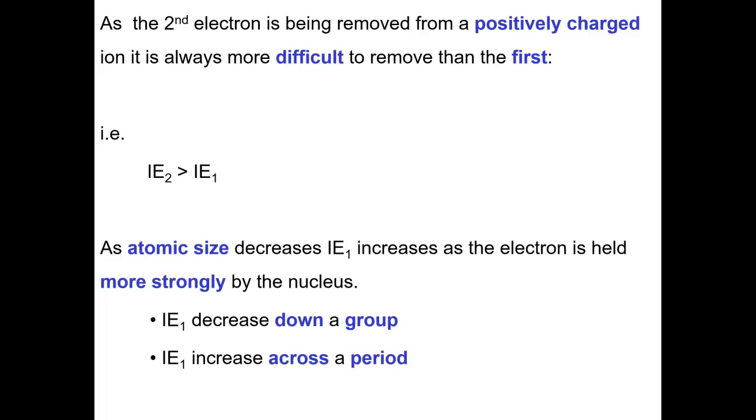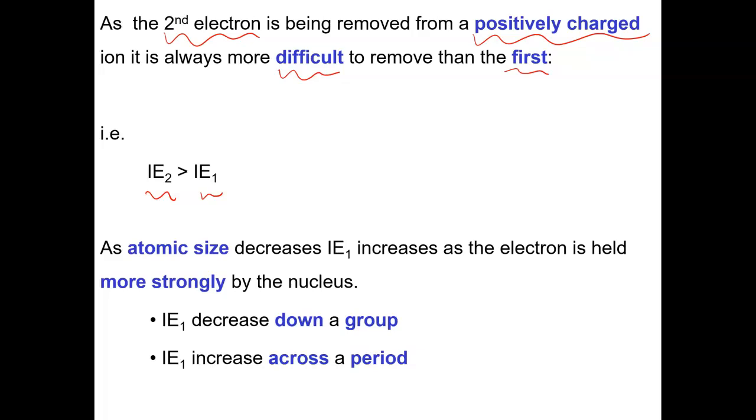Now, a couple of things to note. The second electron is going to be removed from a single positively charged cation. So that cation is going to attract the electron quite strongly. So it's always going to be more difficult to remove than the first electron, where we were attempting to remove the electron from a neutral atom. That is, IE2 is always greater than IE1.